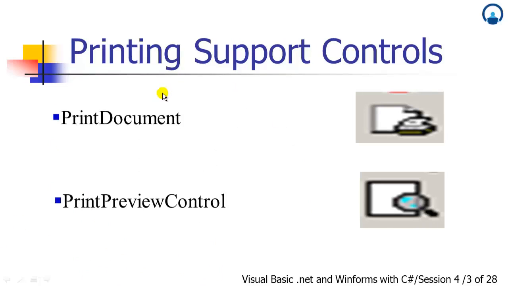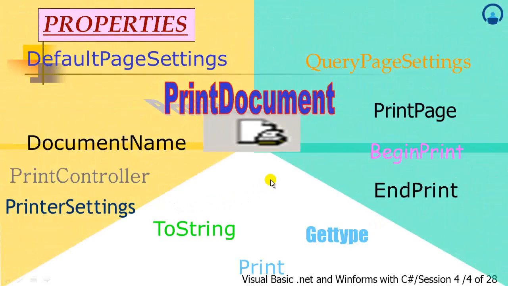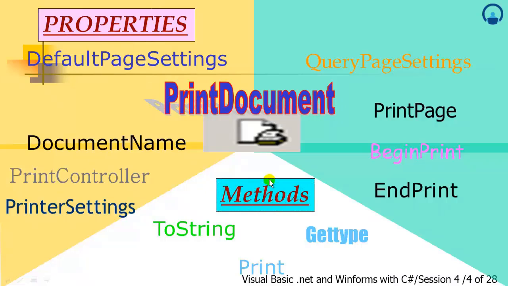Coming to print support controls. Print support controls are used to add print functionality to an application. The different print support controls supported by WinForms are the print document and print preview control. Coming to print document control.